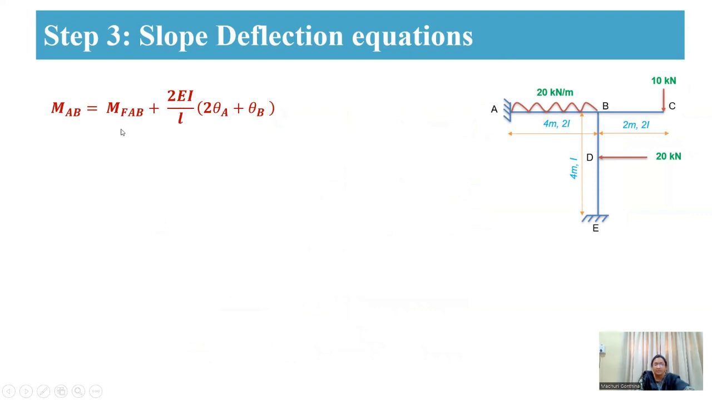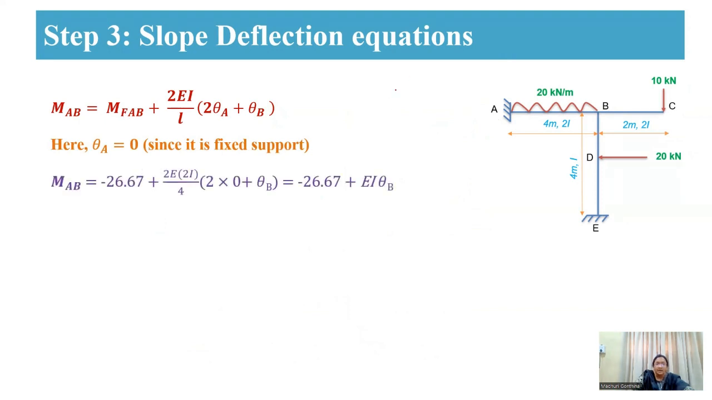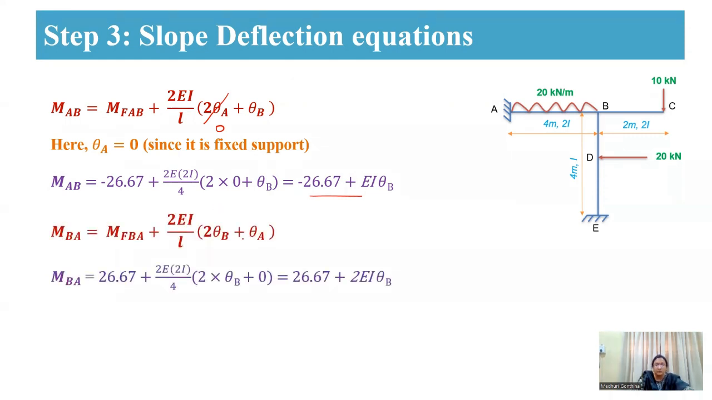Now coming to the next step, we are going to substitute all the values like fixed end moments and rotations in this problem, in these equations, and we are going to solve. So here, as A is a fixed support, theta A will be equal to 0, and I is a 2I moment of inertia. Therefore, the simplified equation for MAB will be this one. And similarly for MBA also, you are going to substitute theta A as 0. Then the finalized equation will be this one. Similarly for MFBC, as we already calculated, here we have a hogging moment of minus 20 kilonewton meter. So that is MFBC.